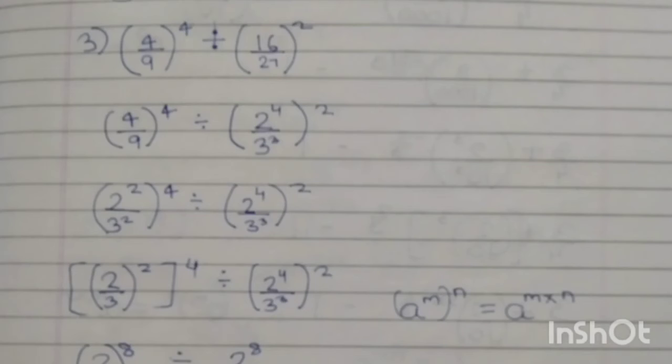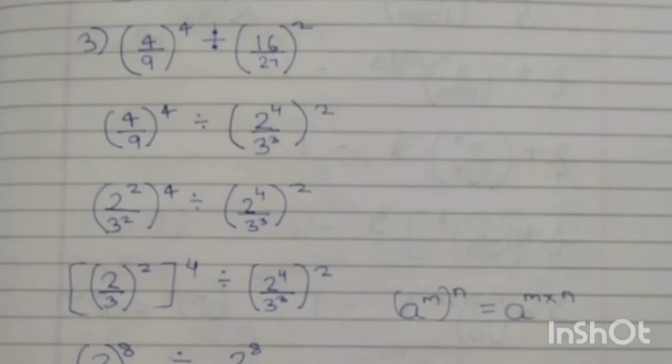So (4/9)^4, you can rewrite it as ((2^2)/(3^2))^4, because 2^2 is the same as 4 and 3^2 is the same as 9. In the same way, (16/27)^2, you can rewrite it as ((2^4)/(3^3))^2.